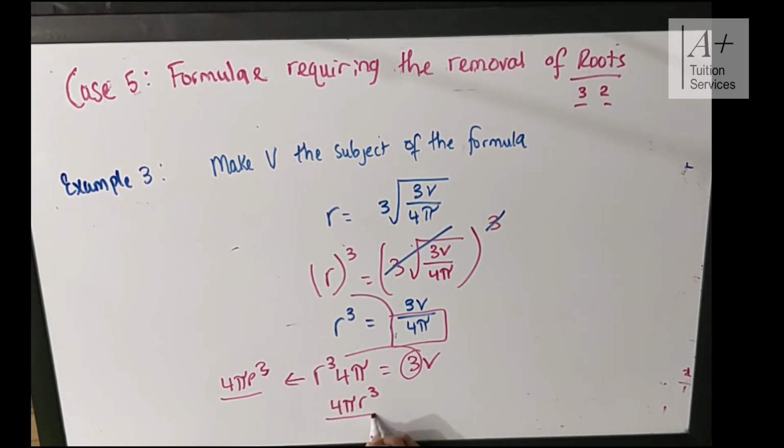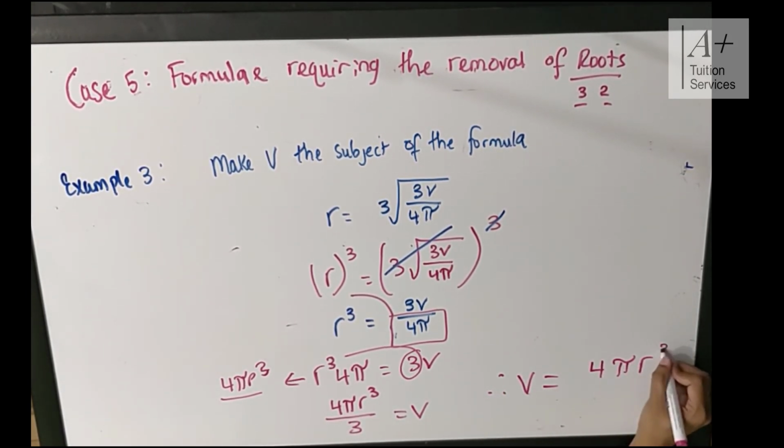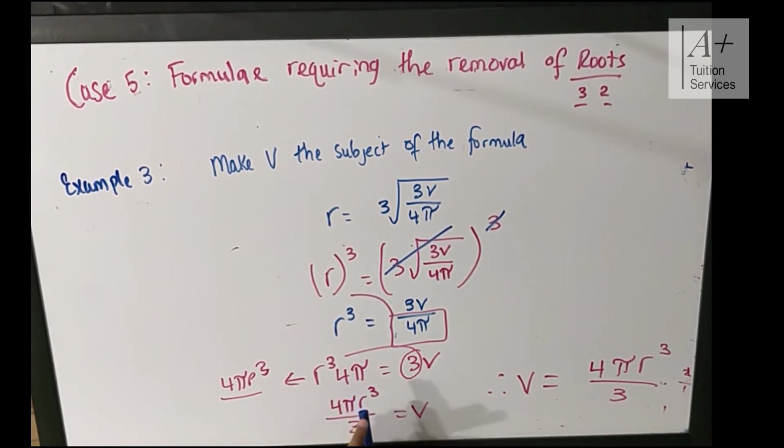And it will be divided by 3 to give us V. Therefore, V is equal to 4 pi R cube all over 3. The reason why I rewrite it is because I don't like the idea of having a letter, a number, and a letter. I want to group my letters together. So I put the R next to the pi, the R squared that is. That's how we end up with 4 pi R squared.